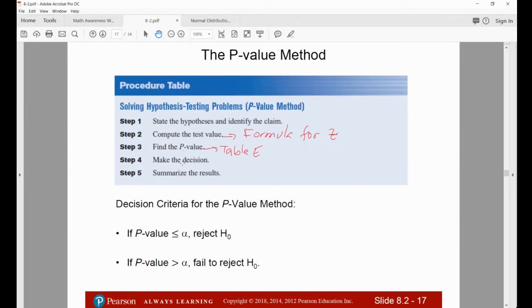Once we find the p-value, we can make the decision following this criteria. If the p-value is less than or equal to alpha, we reject the null hypothesis. If the p-value is greater than alpha, we fail to reject the null hypothesis. And once you make the decision, we can summarize the results.